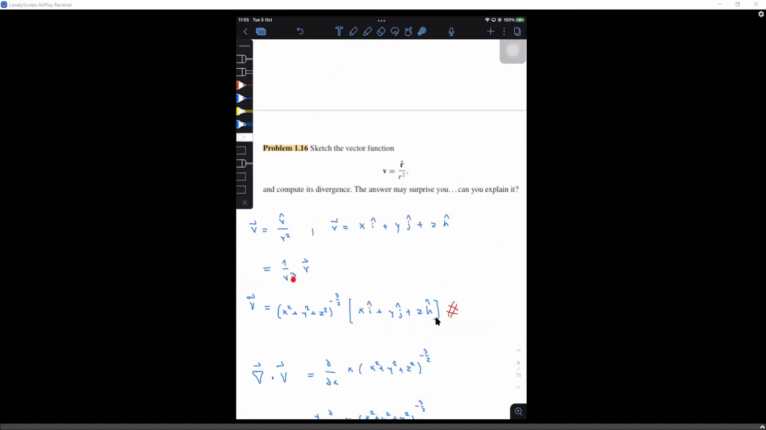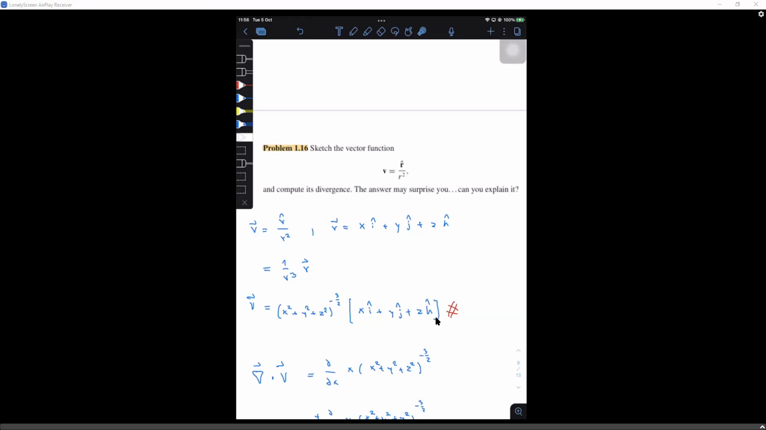If r is equal to 0, it actually blows up. Blows up means it goes to infinity. Okay. So this is the problem. In fact, the divergence of v is actually infinite at that point, at r equal to 0, and actually 0 everywhere else except at the origin.